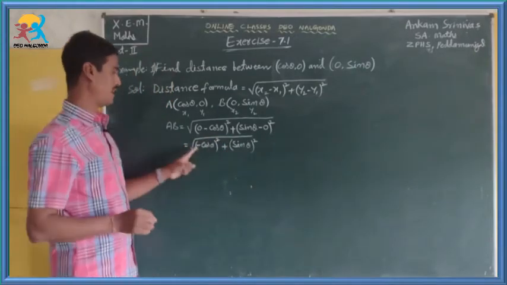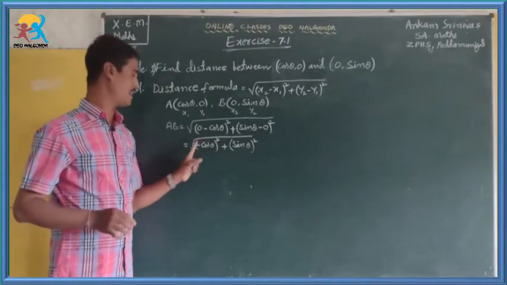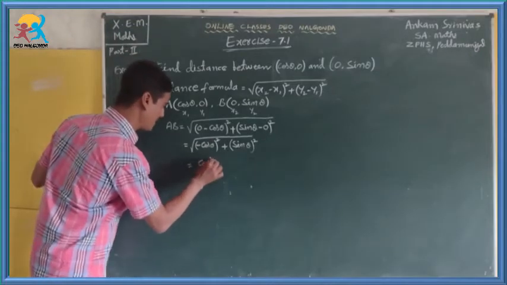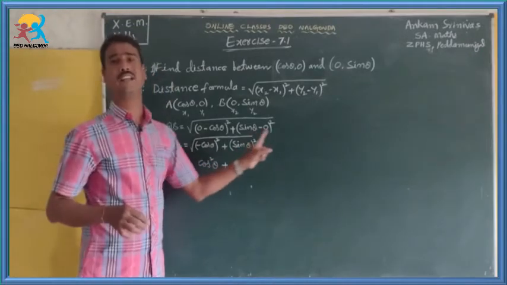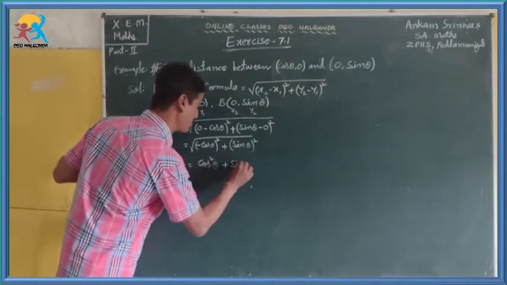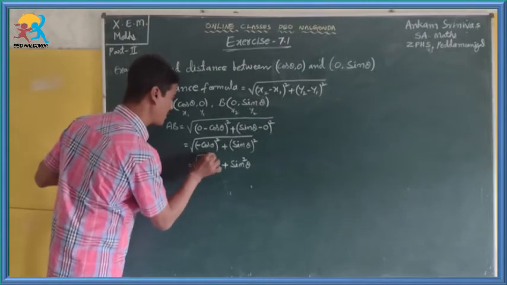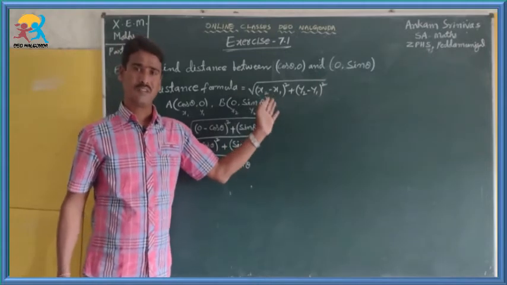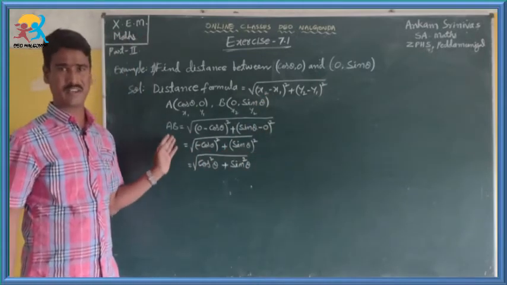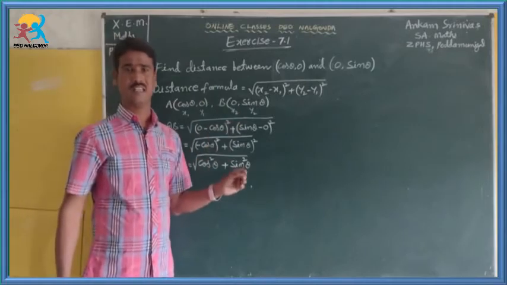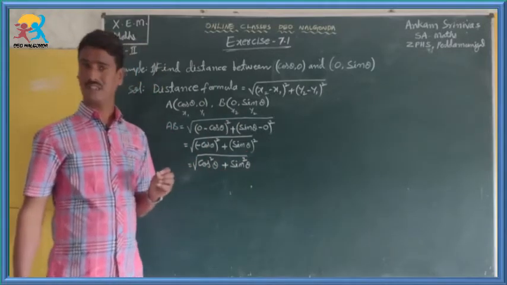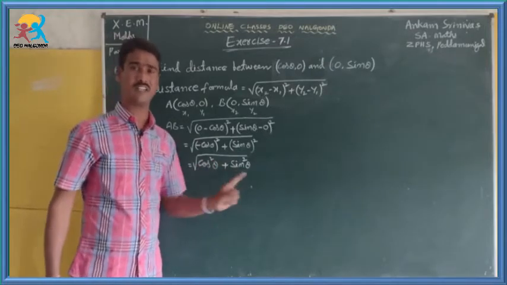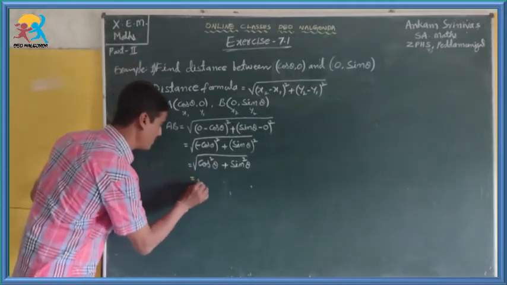And here, the square of a minus becomes plus: cos theta into cos theta, cos square theta, plus sin theta into sin theta, sin square theta, under the square root. Dear children, this sin theta, cos theta we already learned in trigonometry: sin theta, cos theta, tan theta. As per the identities of trigonometry, sin square theta plus cos square theta, or cos square theta plus sin square theta, equals 1. So this value becomes 1.